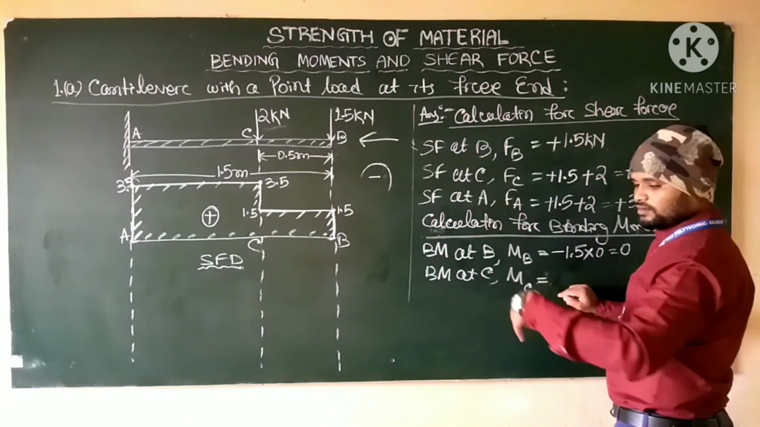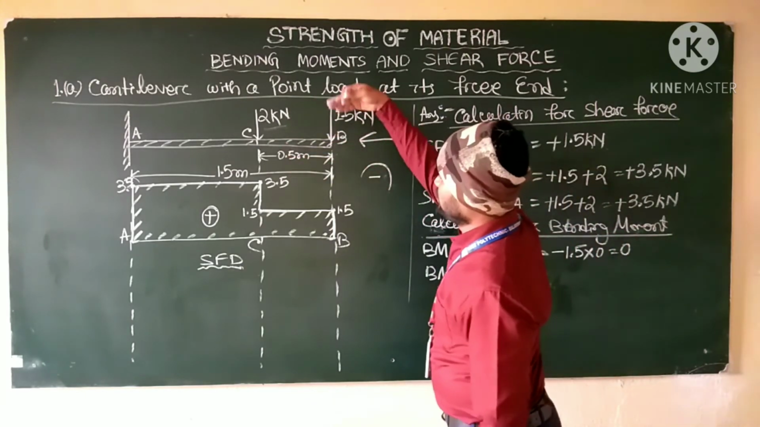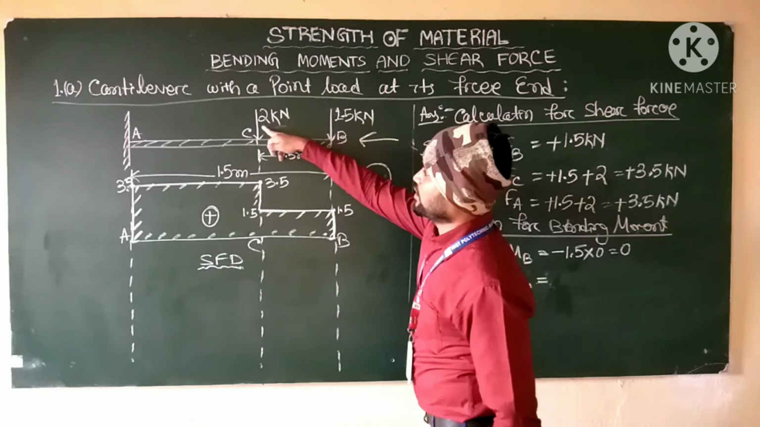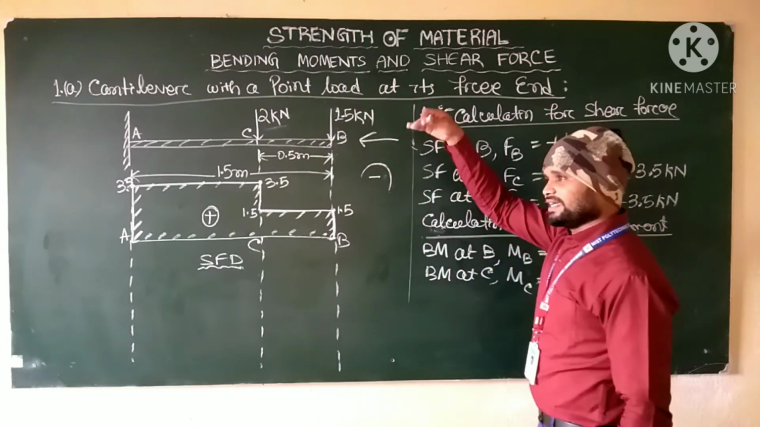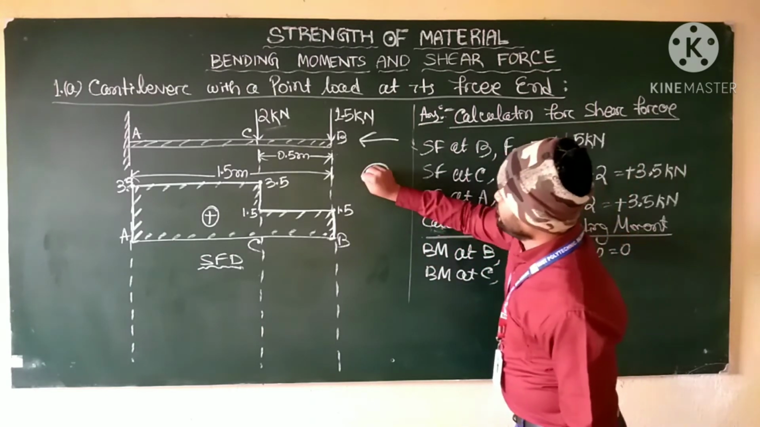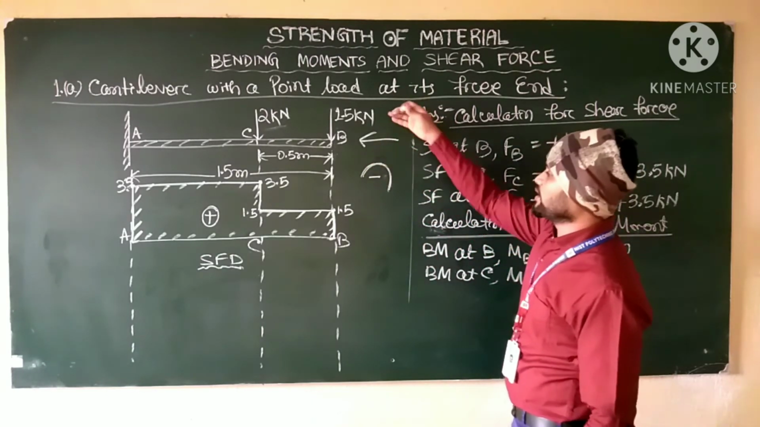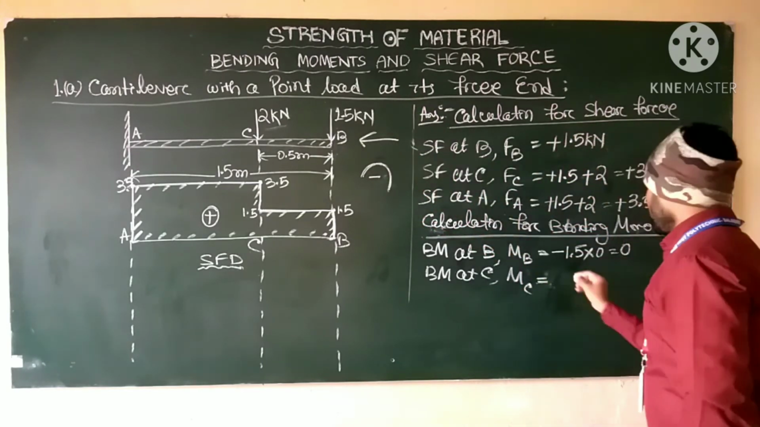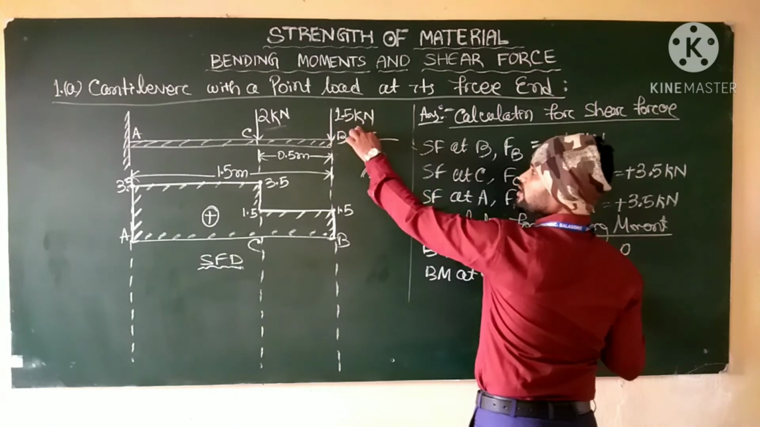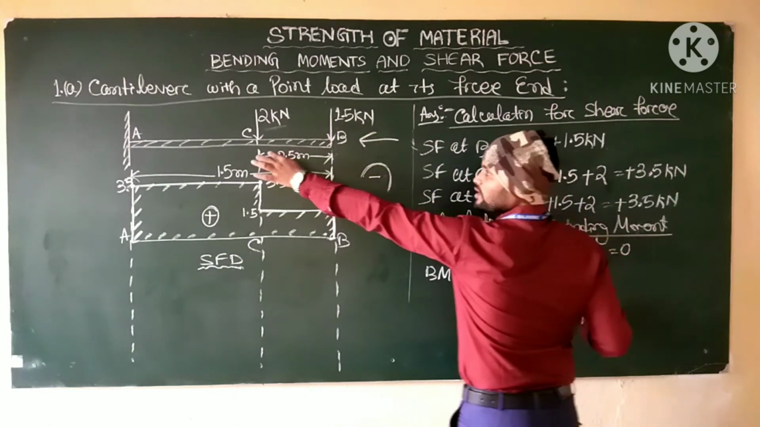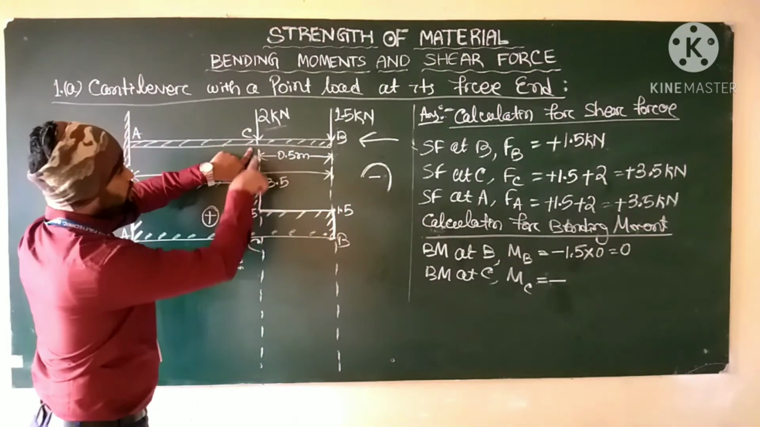So first, sign convention. We will see at point C, one load is applied. As these two loads are acting downward, that means the beam bends with the convexity upward, or you can say hogging, or you can say negative. So minus. First, the force is 1.5 kilonewton. Now we will calculate the bending moment at C.